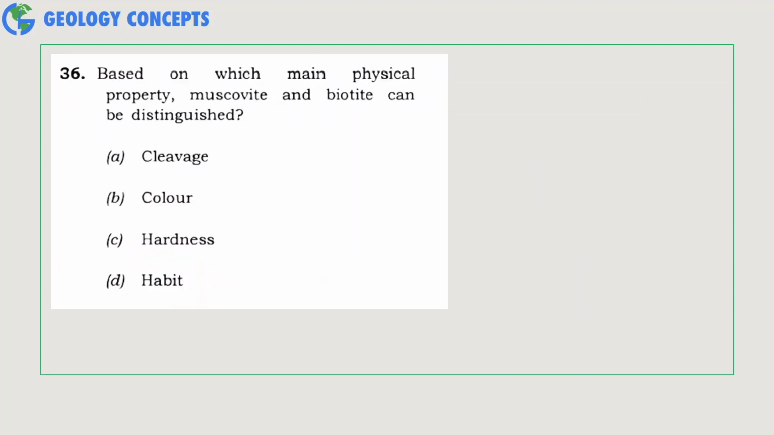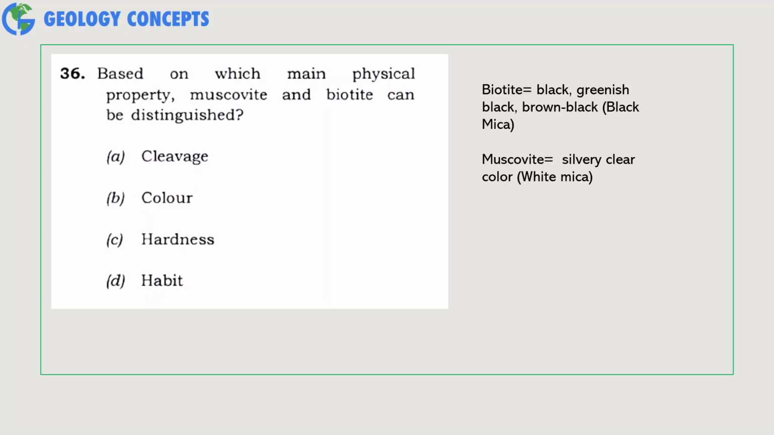Based on which main physical property can muscovite and biotite be distinguished? Cleavage, color, hardness, and habit. Okay, so muscovite and biotite have similar physical properties except biotite is black or greenish black or brown black, and therefore it is also called black mica. On the other hand, muscovite is a silvery, clear color, and is known as white mica. So option B, that is color, will be the right answer.